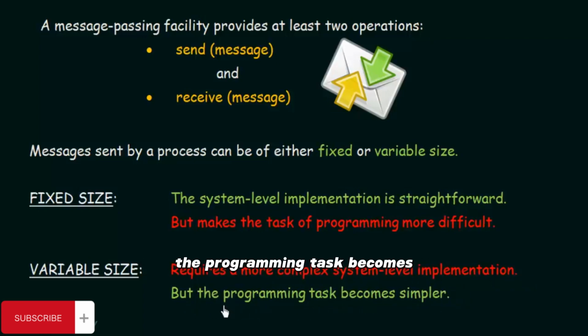In this case, the programming task becomes simpler because when you are programming, it is easy for you, as you are not having a restriction on the size of the messages. So if you want to program something controlling the communication between two processes, then it is easy because you don't have to worry about the size of the message that has to be sent. It can be of any size, so the programming task becomes simpler. So those are the two kinds of message sizes that we have, fixed and variable size.